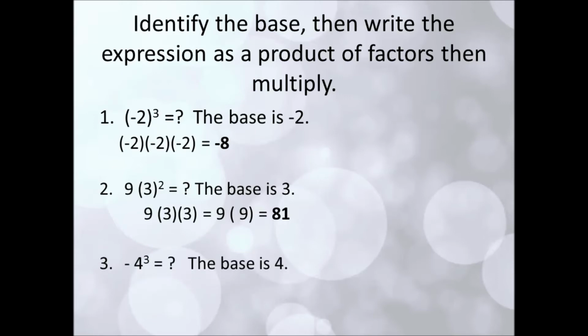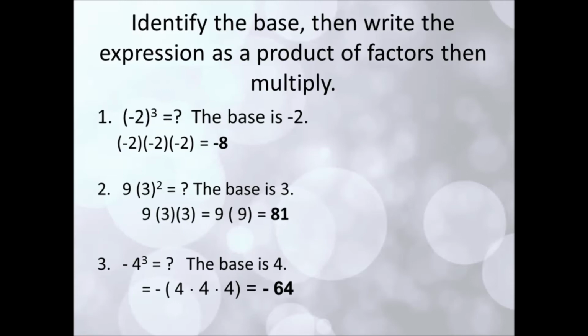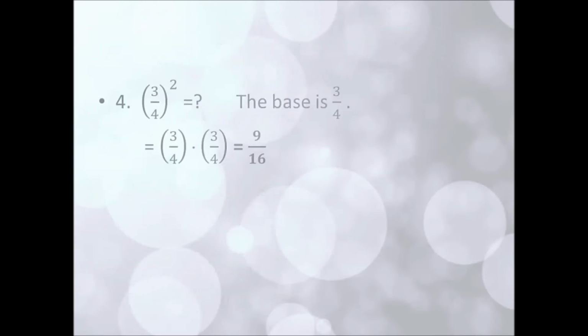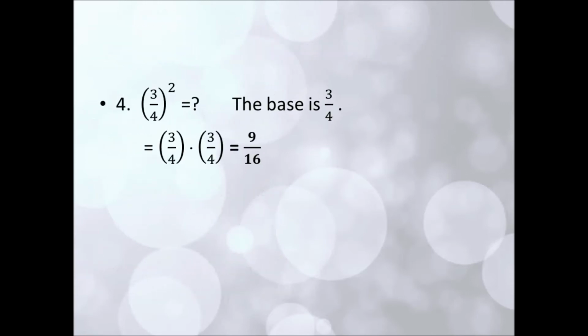Number 3, negative 4 cubed. So the base is 4. So it is equal to negative quantity 4 times 4 times 4, which is negative 64. Number 4, quantity 3/4 squared. So the base is 3/4. So it is equal to 3/4 times 3/4, which is 9/16.